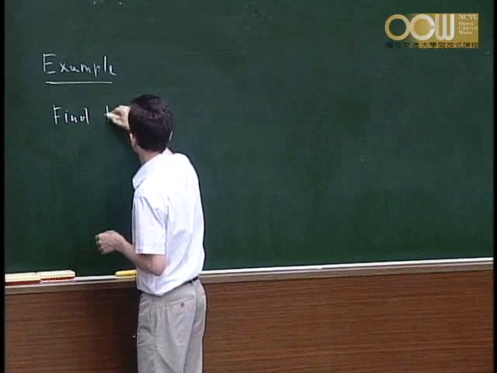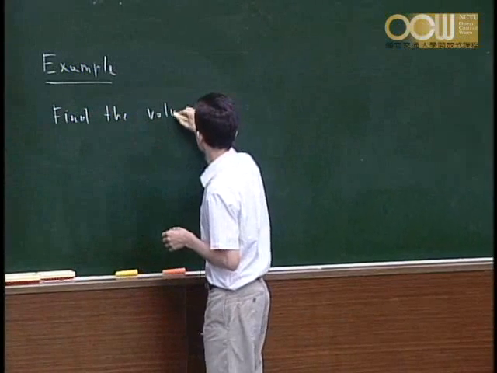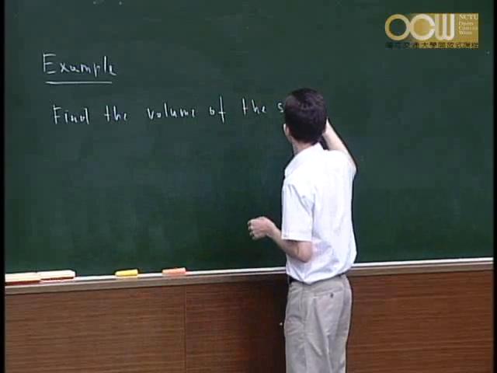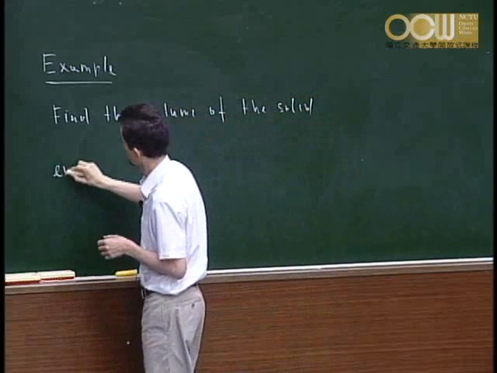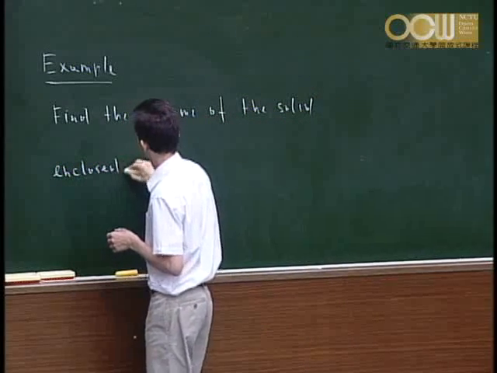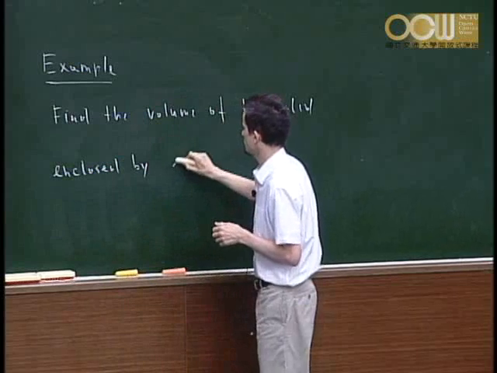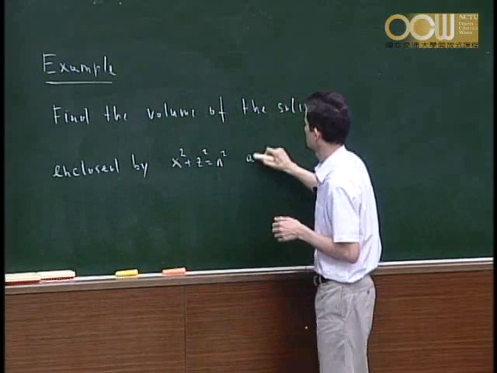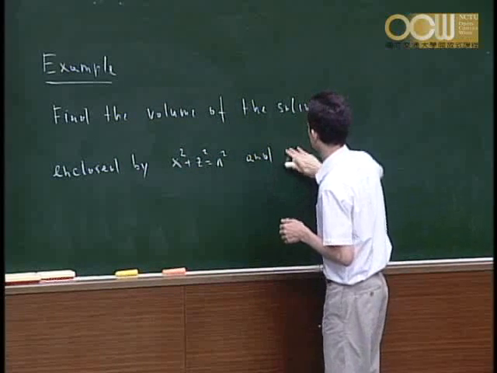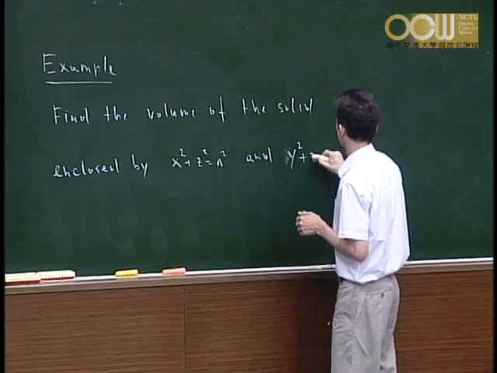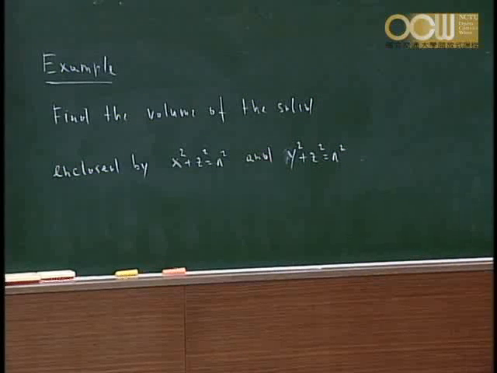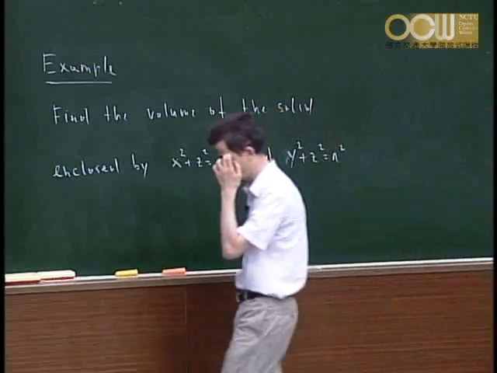Okay, so find the volume of the solid enclosed by x squared plus z squared is equal to r squared, and y squared plus z squared is equal to r squared. Two cylinders. Okay, I think we have discussed this example last semester.